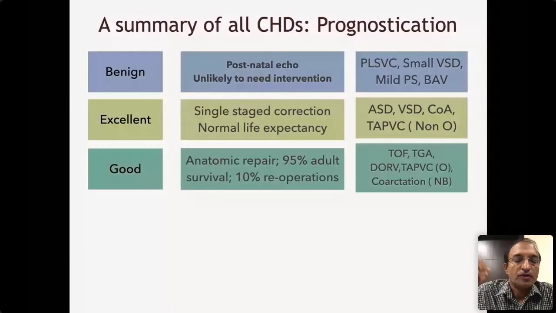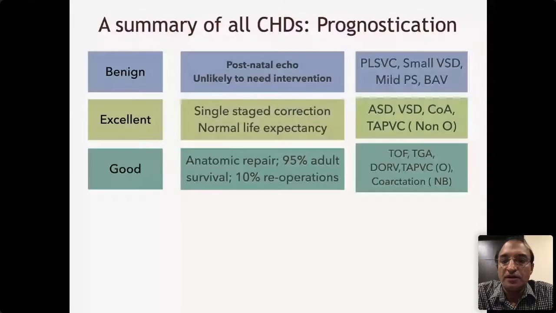Now we have entities like tetralogy, TGA, most forms of DORV, all forms of TAPVC, coarctation. Please, all these cases deserve a referral to a pediatric cardiologist. These patients survive surgeries and 95% of these cases survive to adulthood and do very well. So from today, if you pick up these conditions, make it a point that you refer to the pediatric cardiologist, particularly lesions like TGA.